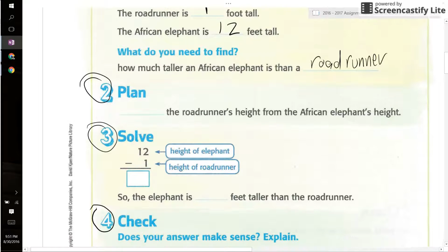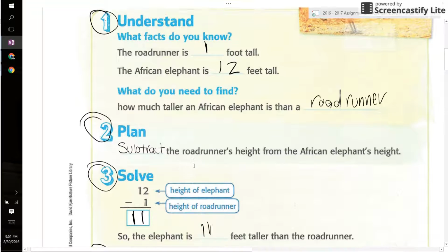Okay, so our plan is that we are going to, what do you think? We want to know how much more. We're going to take the bigger number, and then we're going to subtract the smaller number. And so the way we solve it is 12 minus 1. 2 minus 1 is 1, and then 1 minus 0 is 1. So the elephant is 11 feet taller.